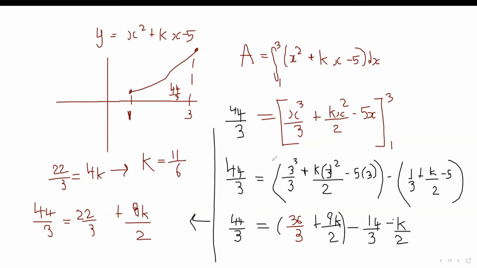So one final time to check through. 3 cubed, 27 over 3. 27 over 3 is 9. 9 minus 5 times 3. 5 times 3 is 15. I know my addition is really poor.